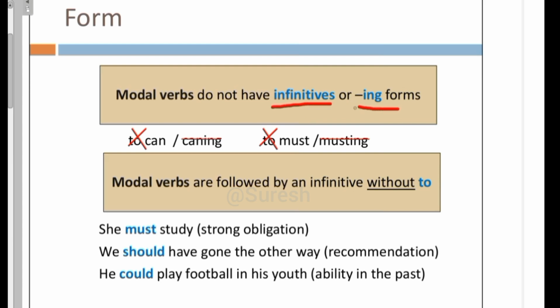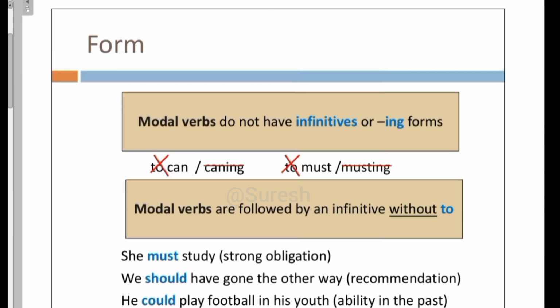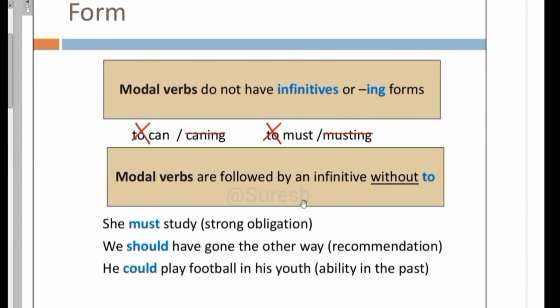Next we'll see, modal verbs do not have infinitives or ing forms. What is infinitive? To. To is called infinitive. To plus v1, that is infinitive. And ing form, you know, is just adding ing to the main verb or v1 form of the verb. That is called the ing form. So to can, infinitive plus can, is wrong, because can is a modal verb. And we can't say canning. And must is a modal verb, we can't say to must.